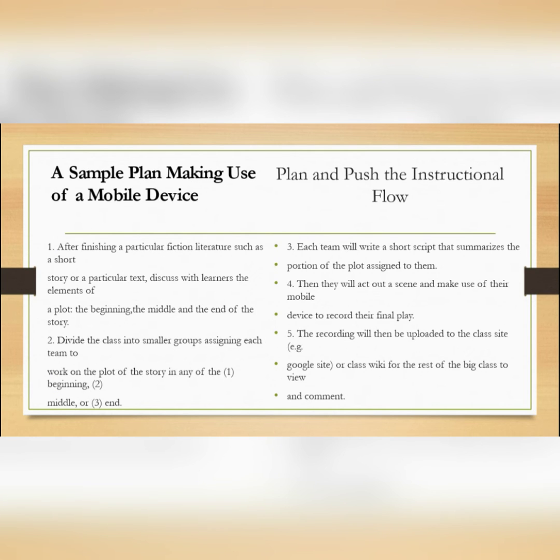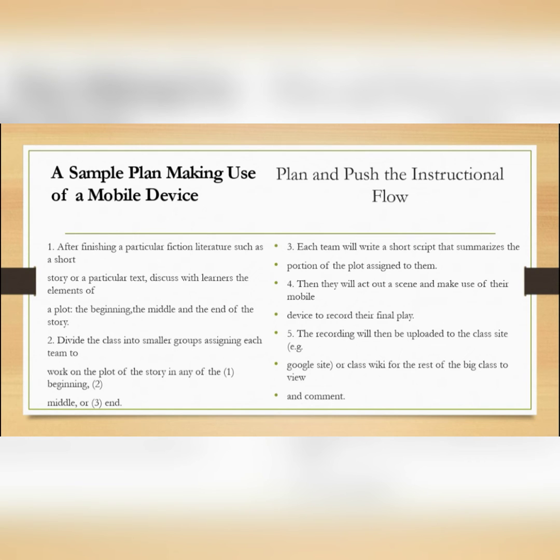Plan and push the instructional flow. First, after finishing a particular fiction literature, such as a short story or a particular text, discuss with learners the elements of a plot: the beginning, the middle, and the end of the story. Second, divide the class into smaller groups, assigning each team to work on the plot of the story in any of the beginning, the middle, or the end.